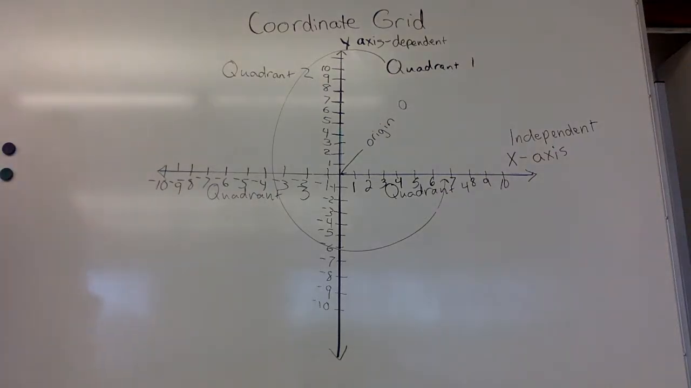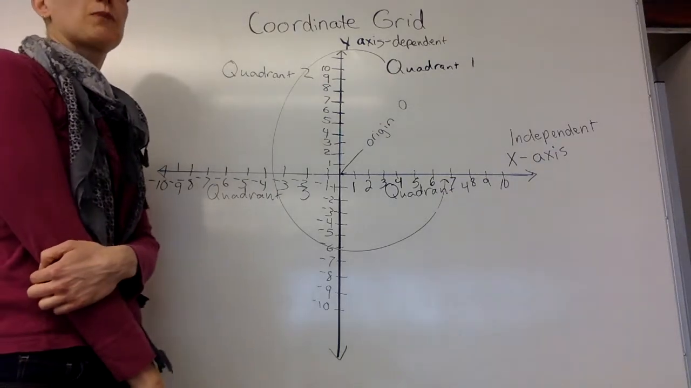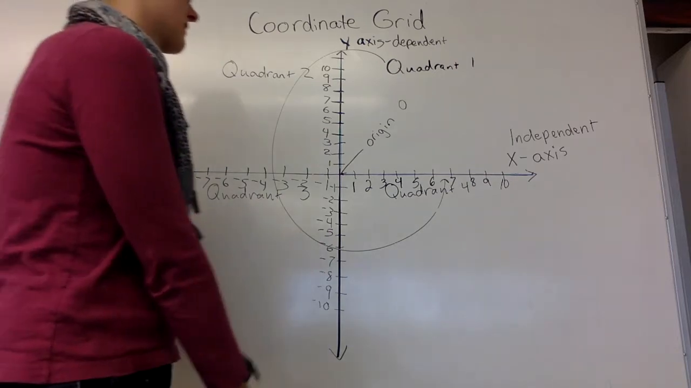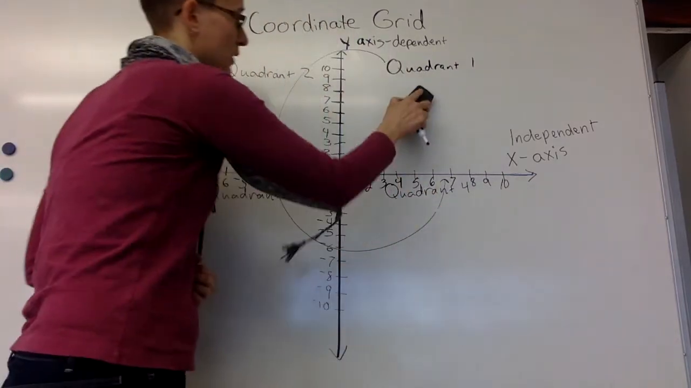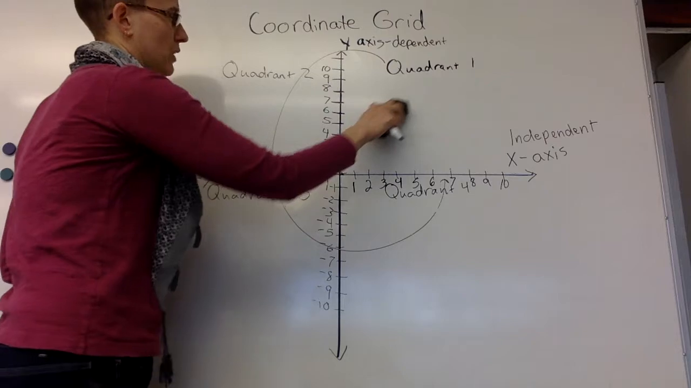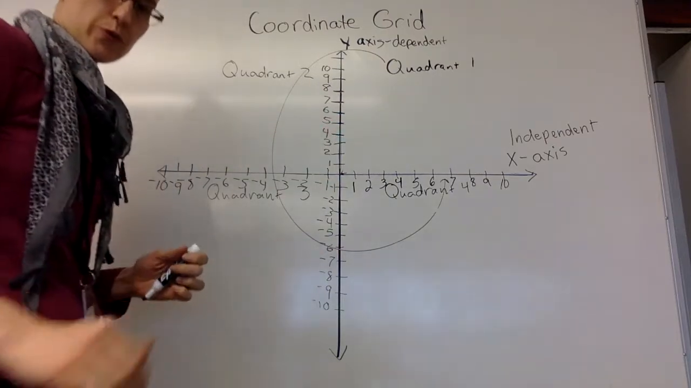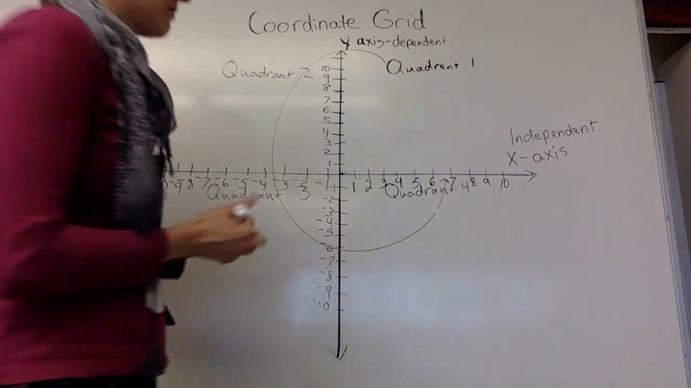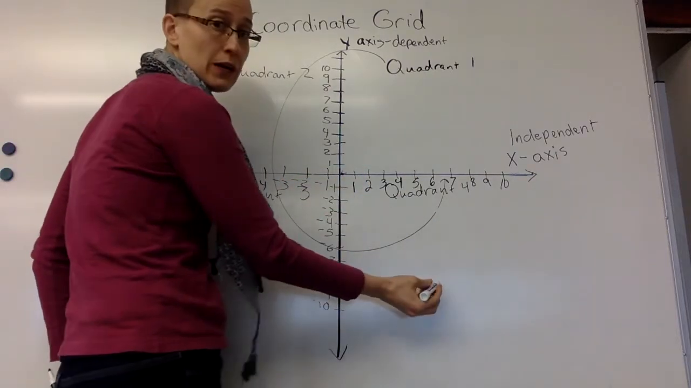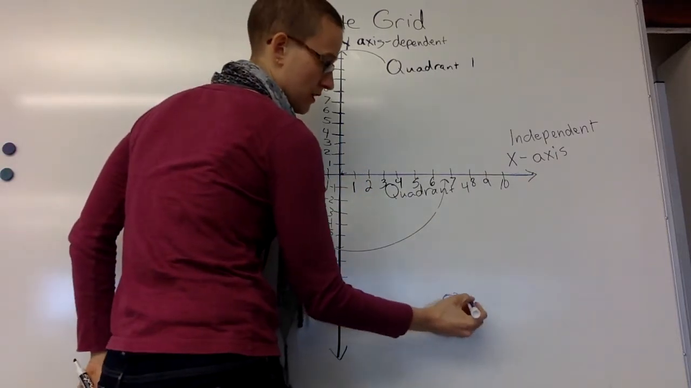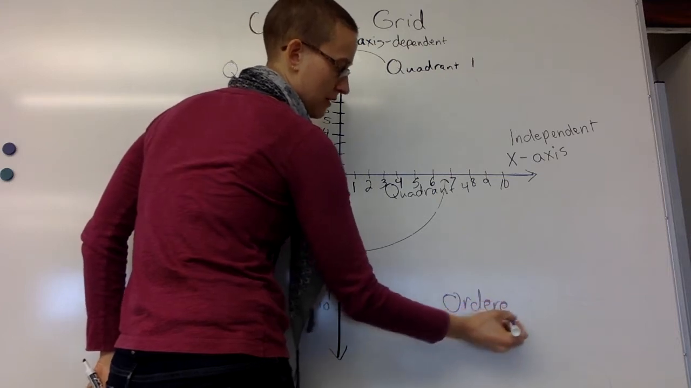Now, my next step here is going to be to plot some points and identify where I'm plotting my points. So to do this, we use something called an ordered pair. So let me explain what an ordered pair is over here for you.